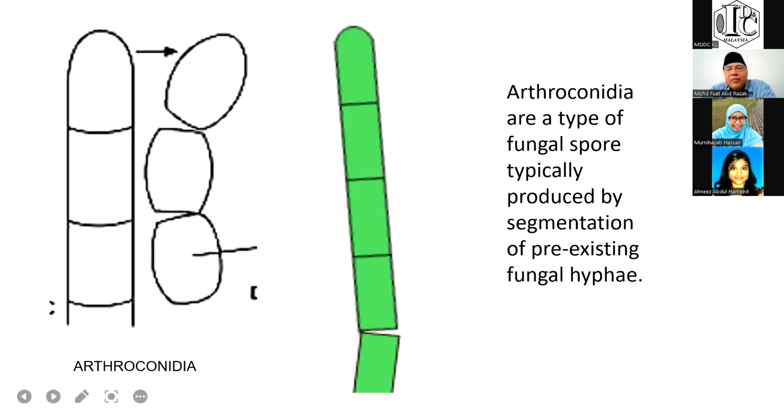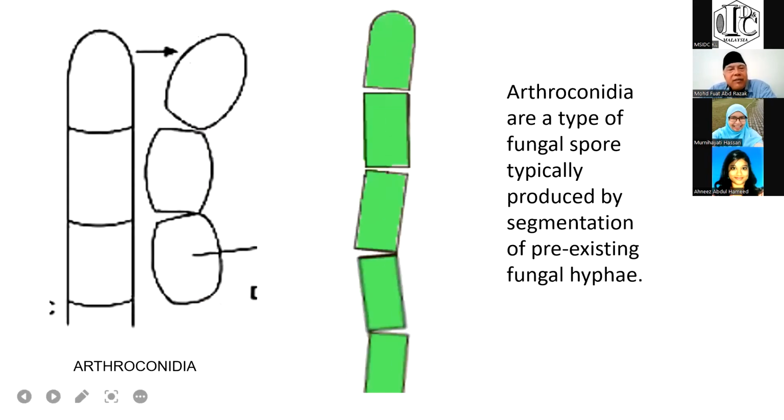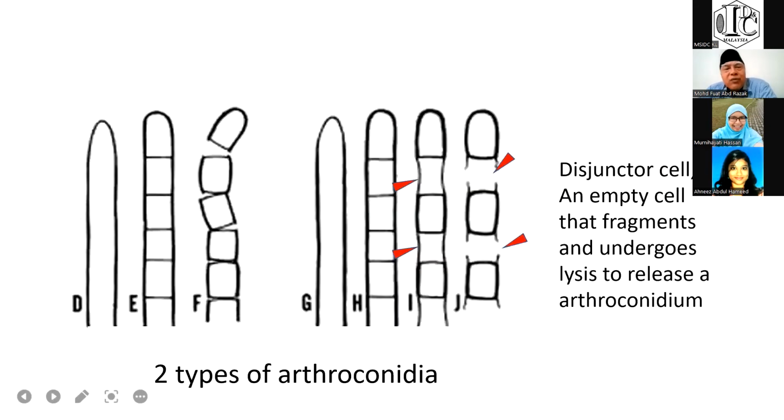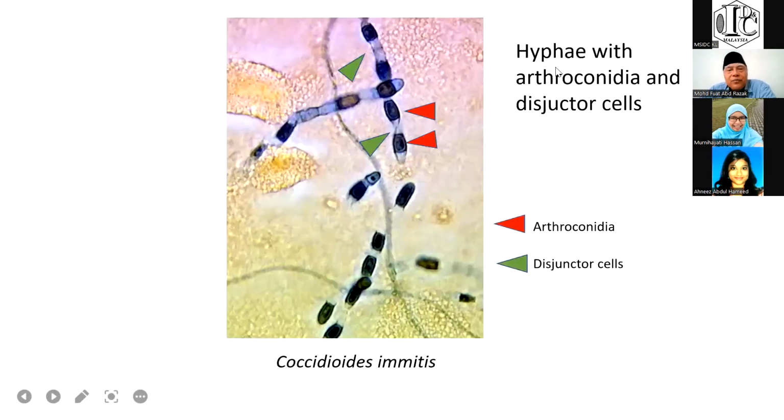Segmentation of pre-existing fungal hyphae. There are two types of arthroconidia. This type, arthroconidia, are formed without disjunctor cells. This is a disjunctor cell. Actually, disjunctor cells are just an empty cell that fragments and undergoes lysis to release the arthroconidia. Coccidioides, the fungus that I spoke about at the beginning of my talk, is probably the most famous fungus showing arthroconidia with disjunctor cells.